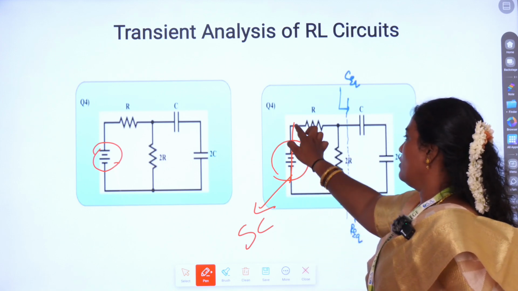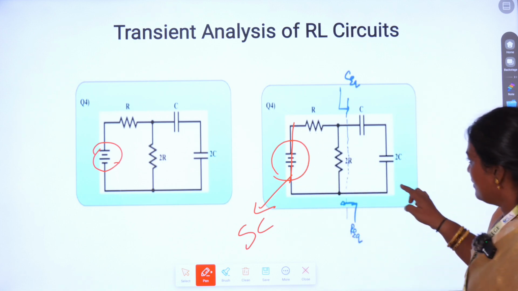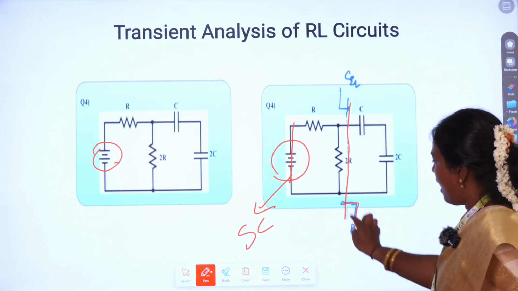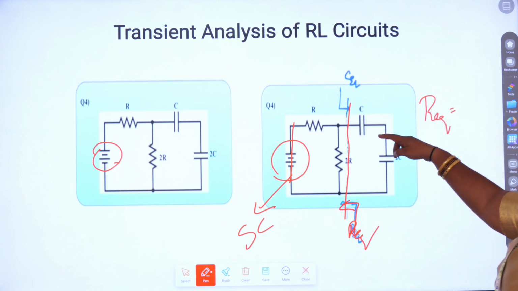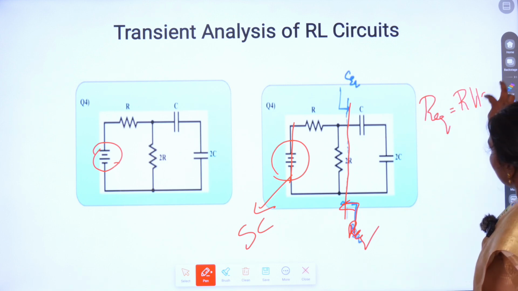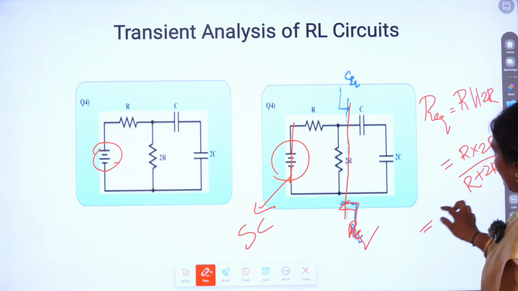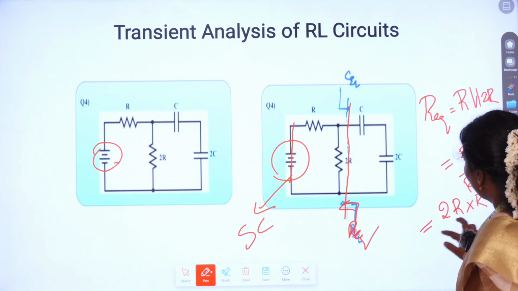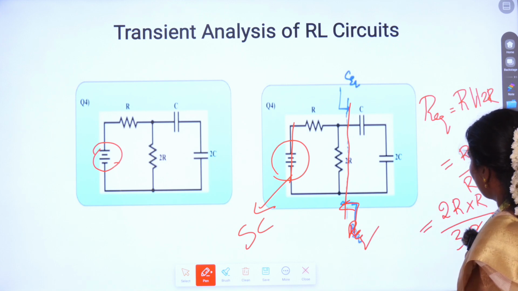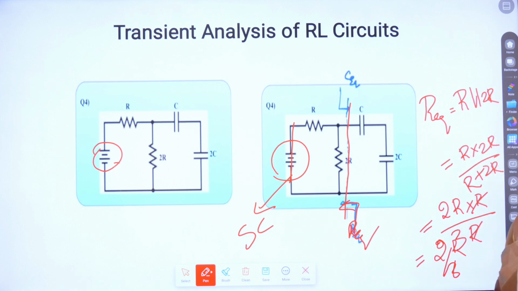Since there is no voltage across this end, these two resistors are connected in parallel. So I calculate R equivalent from this. R equivalent is R parallel with 2R. So I can write it as R into 2R divided by R plus 2R. So it is 2R into R divided by 3R. So this R and R will get cancelled. So 2 by 3 R is my R equivalent value.